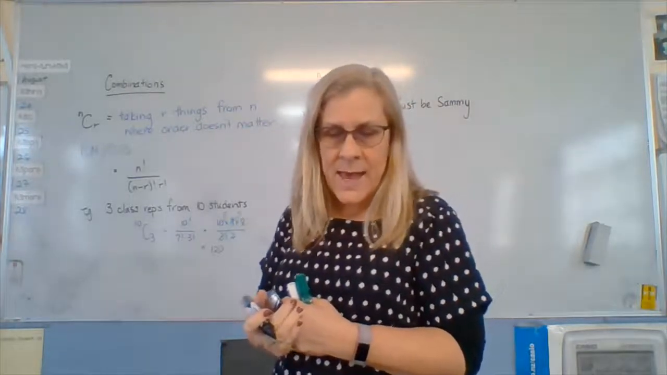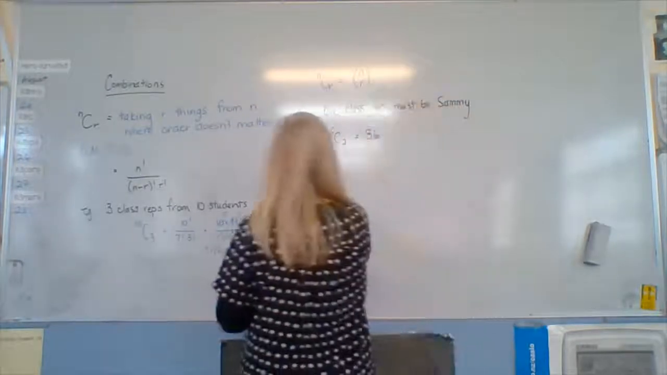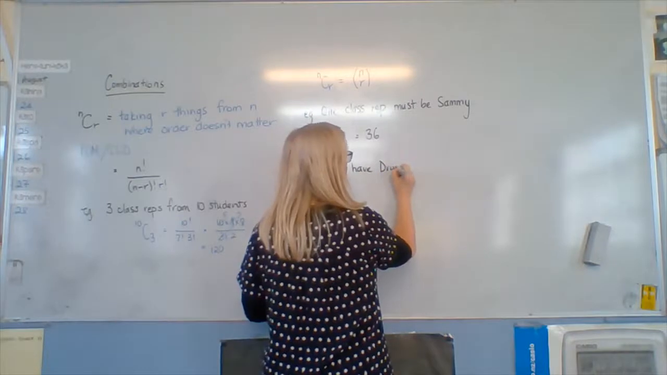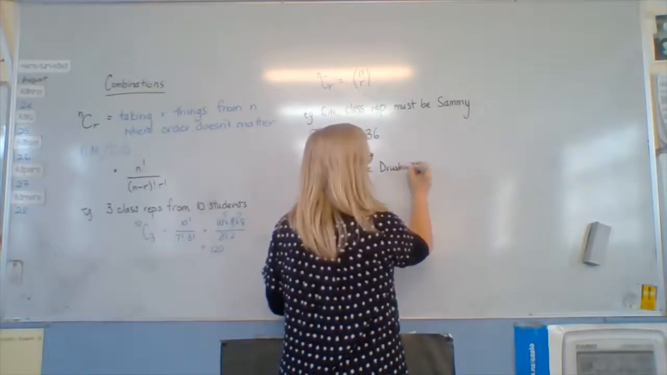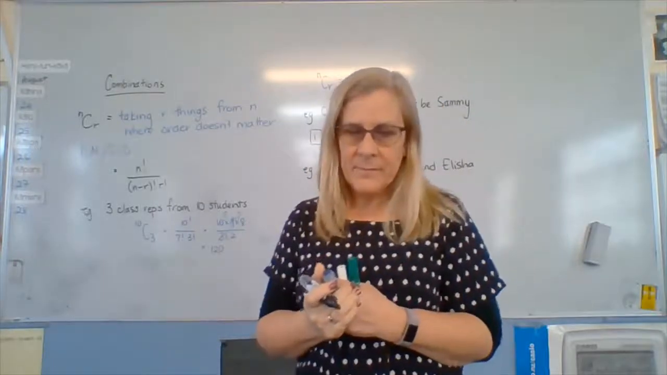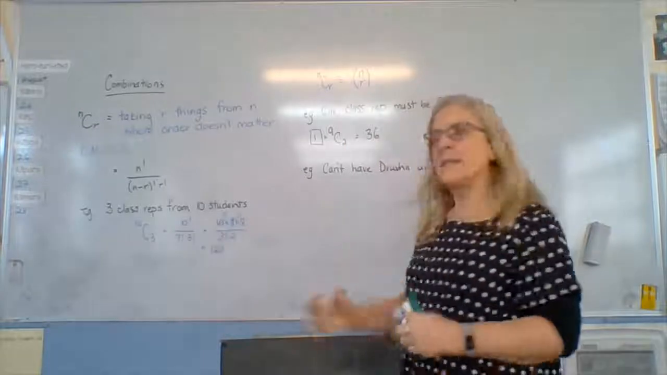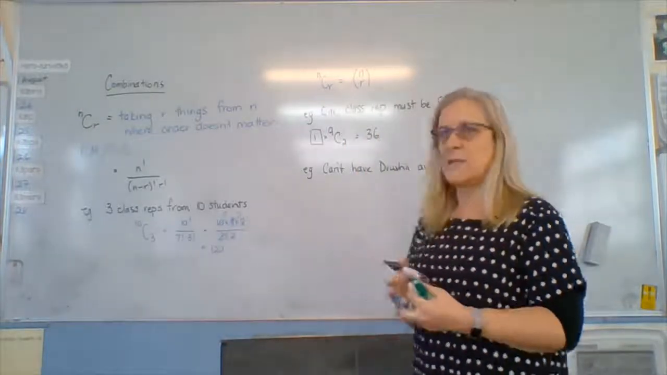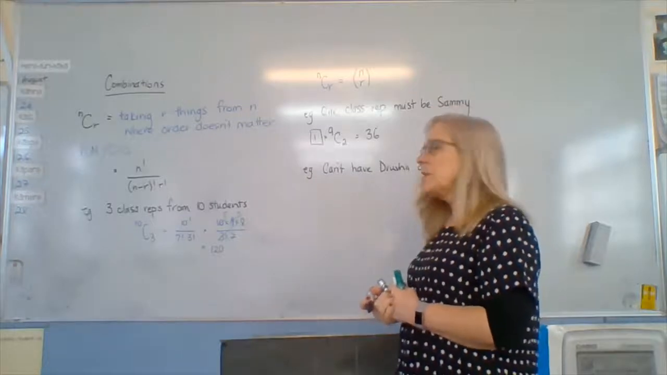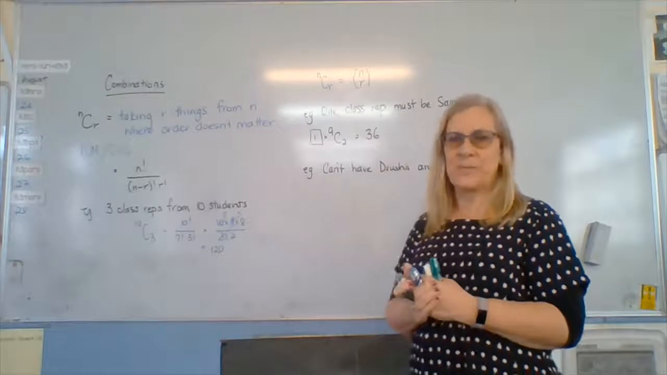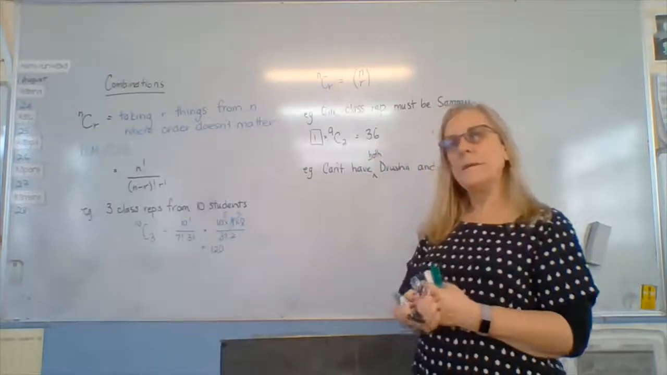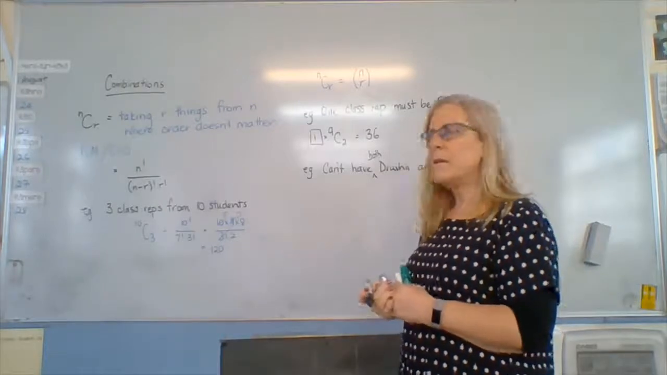What if we can't have Dhruvi and Alicia? So we're not allowed both of them. Now what happens? So new situation. And this time when we select these three, we can't have Dhruvi and Alicia on it. 8 choose 3 options. We can't have both Dhruvi and Alicia. 9 people. Sorry? 9 people with 3.